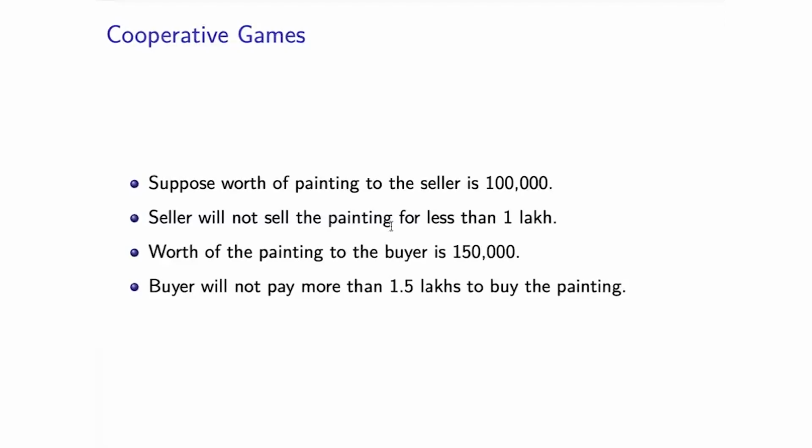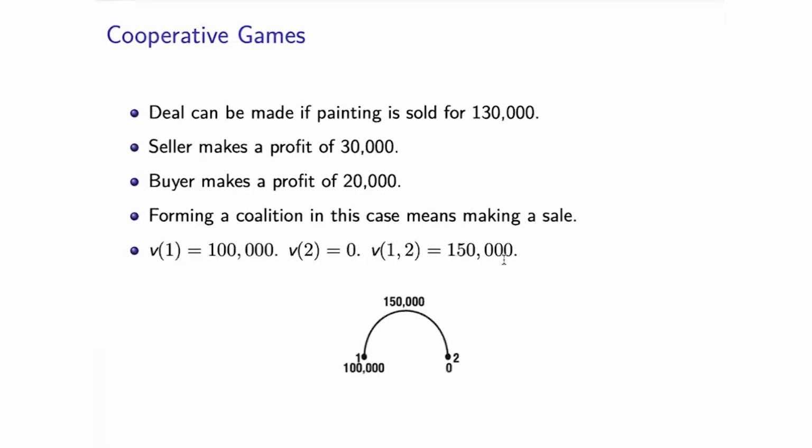Well, the buyer was willing to pay at most 1.5 lakh and is ending up paying 1.3 lakh. So therefore, the buyer also ends up making a profit of 20,000, right? But this is just one example of such a deal. You could have had, for example, a deal being made for 110,000 as well, in which case the seller would have made a profit of 10,000 and the buyer would have made a profit of 40,000, because he's underpaying by 40,000. Remember, he had a reservation price of 1.5 lakh and he ends up paying only 1.1 lakh, right?